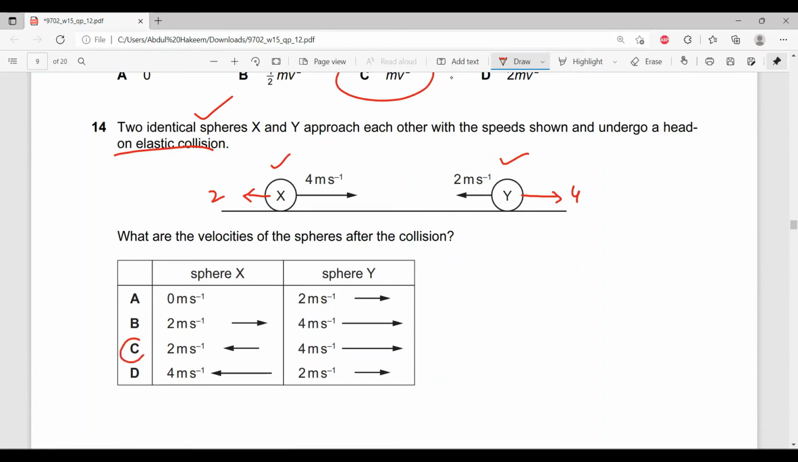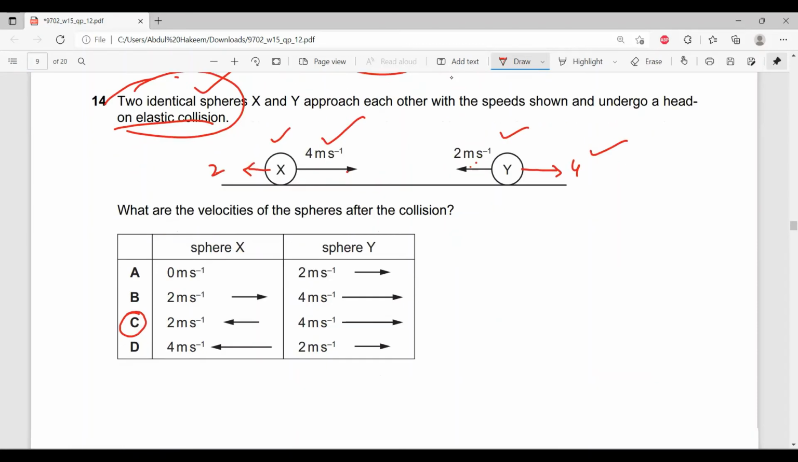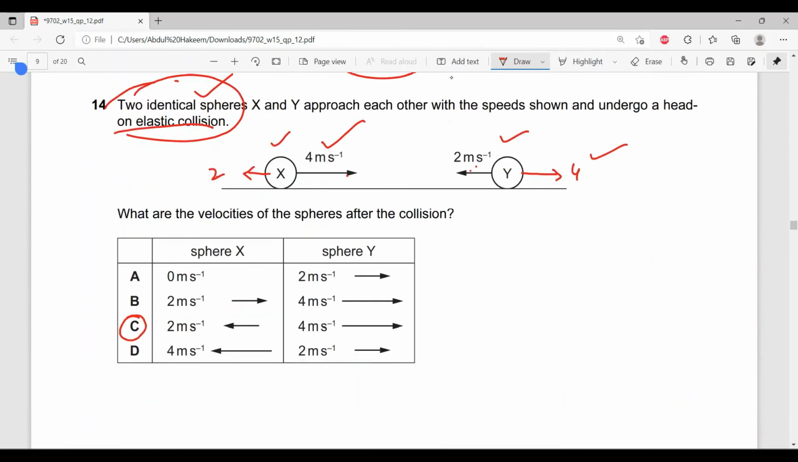C. So do remember, when the objects are identical and the collision is perfectly elastic, they will exchange their velocities. So this is moving with 4, this 4 becomes its velocity, this is moving with 2, this becomes its velocity. So answer is C. And it can be proved by relative velocity of separation is equal to minus relative velocity of approach.